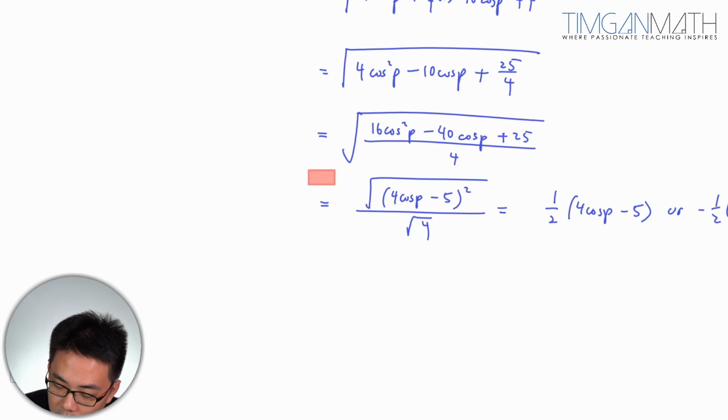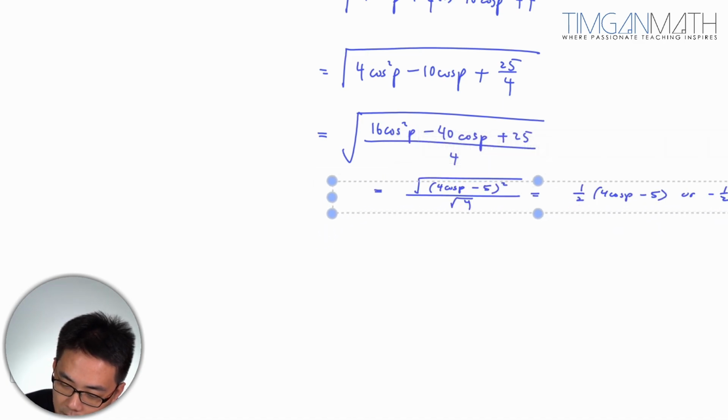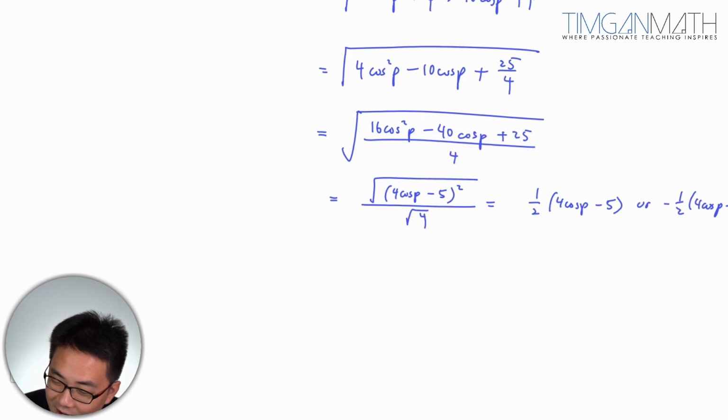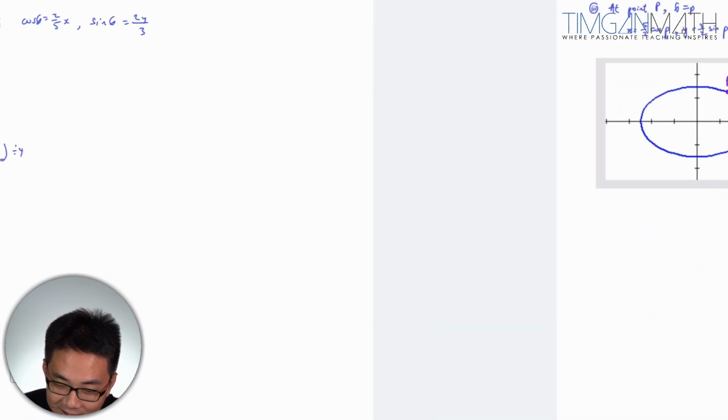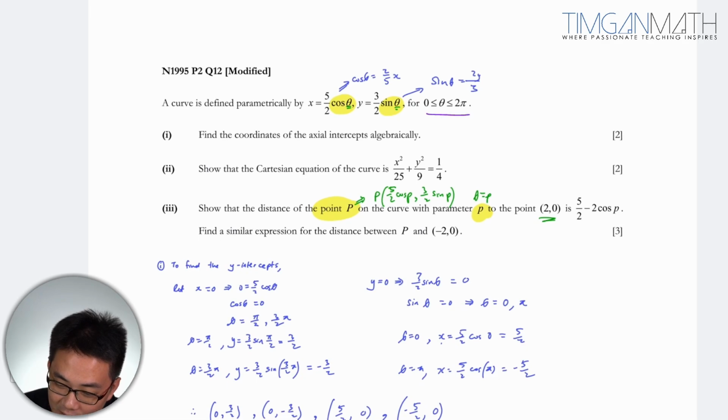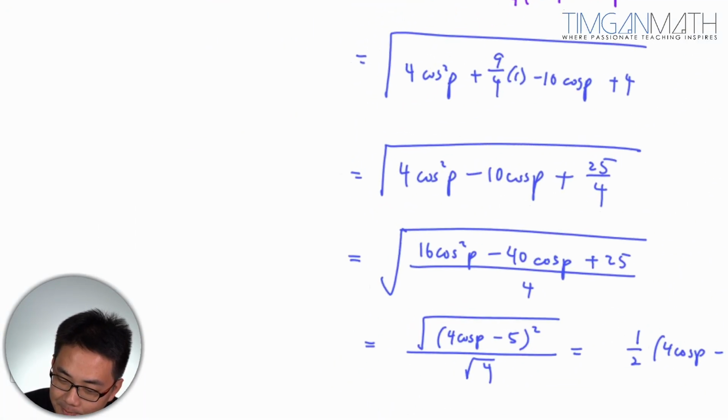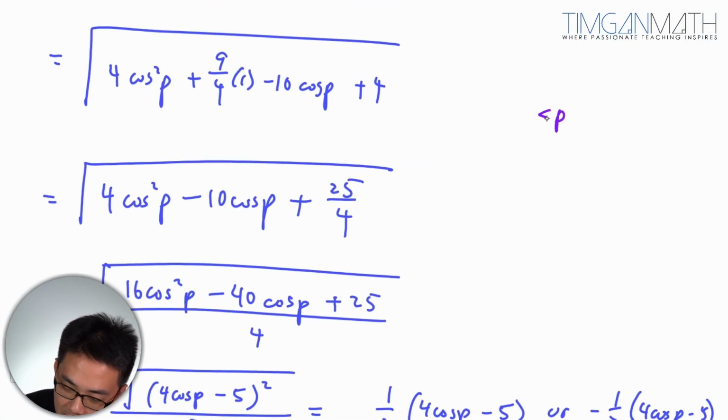But obviously, what we need now is a length which is positive, right? So what we could do is actually just look at the range where we are going to look. So p is between 0 and 2 pi. Yeah. So p is between 0 and 2 pi.